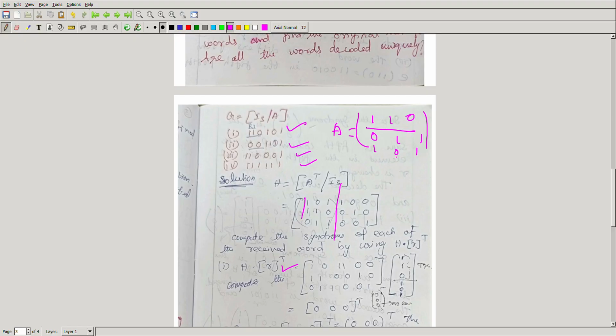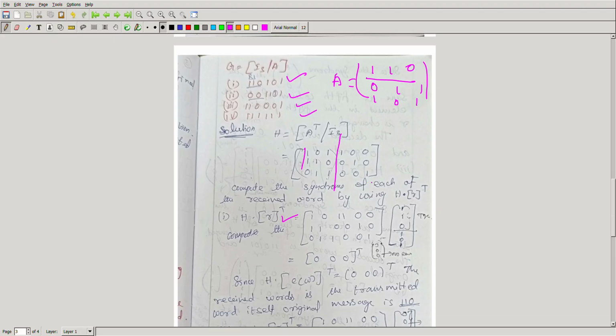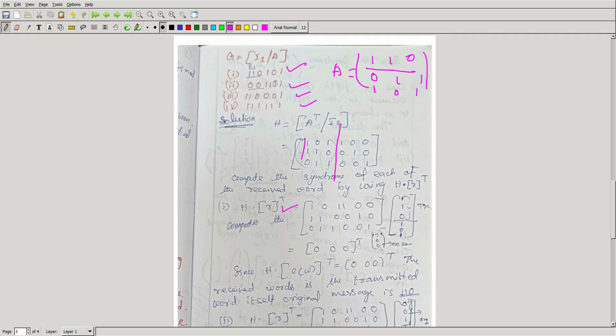You have to find out A transpose into I3. I3 means what? Unit matrix, 3 cross 3 identity matrix. Now we'll do one by one. First we'll check the first one. First one, what have they given? 110, 101. This is what they have given.